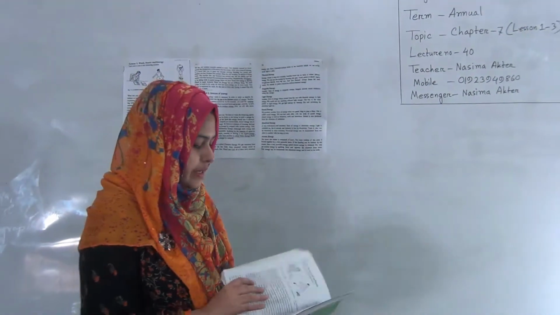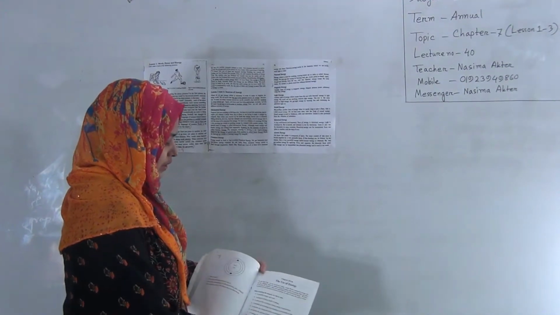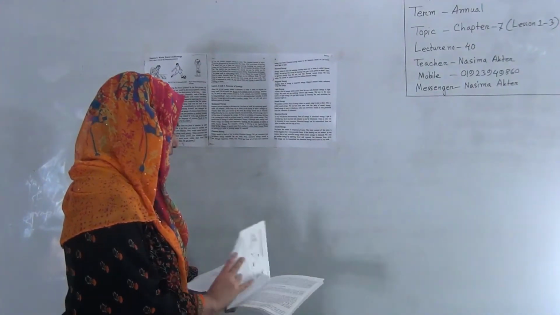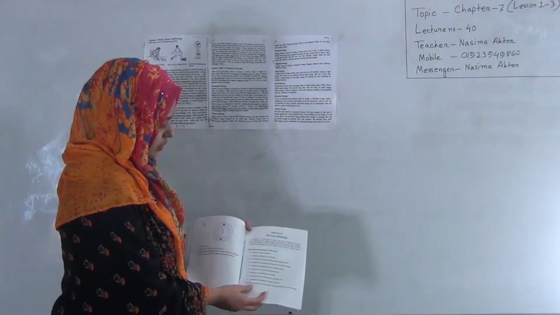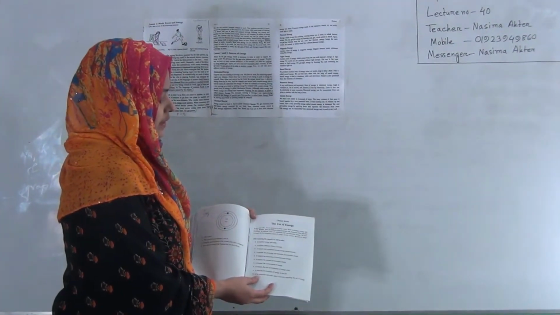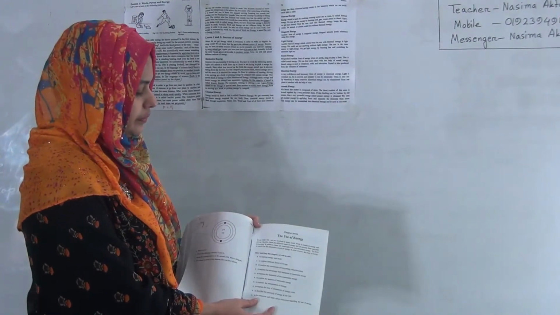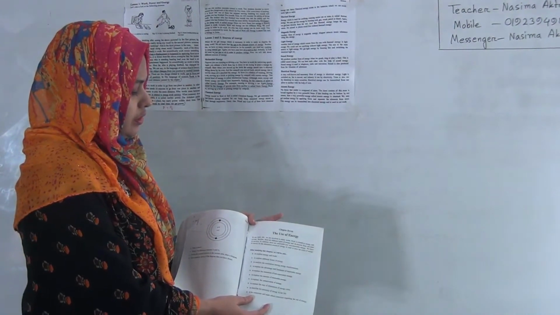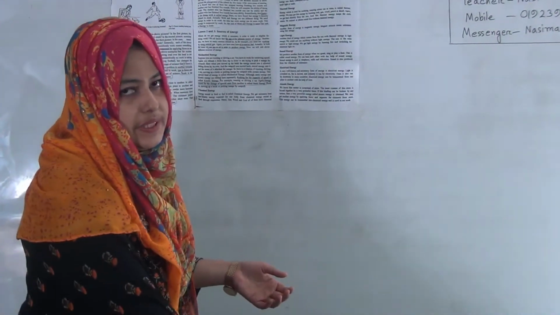In your science book, the chapter is here. This is page number 73. The name of the chapter is the use of energy. So students, let us start today's class.